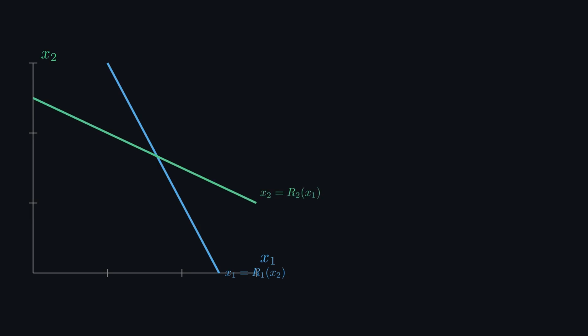Now for the beautiful part. Put firm 1's quantity on the horizontal axis, firm 2's on the vertical. Each reaction function is now just a line in this plane. Firm 1's best response line, in blue, and firm 2's, in green. And where do these two lines cross? That single point is special. It's the one production pair where firm 1 is already playing its best response to firm 2, and firm 2 is playing its best response to firm 1, both at the same time.